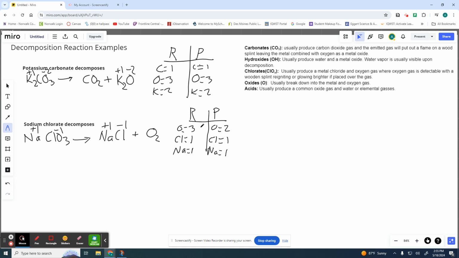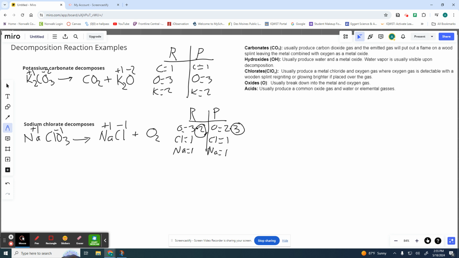Now, in order to take care of the oxygens being out of balance, you need to think about a common multiple that they can both go into. And most people would say 3 and 2 can easily make 6. So I'm going to put times 2, and this might be my new coefficient I'm going to apply. And then on the product side, I'm going to go times 3. And the 3 might be my new coefficient at this point too.